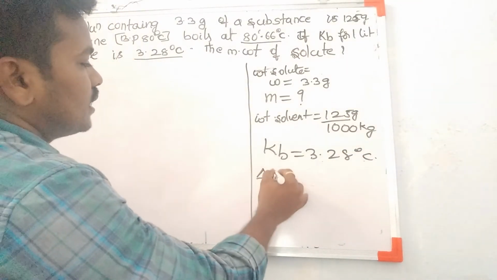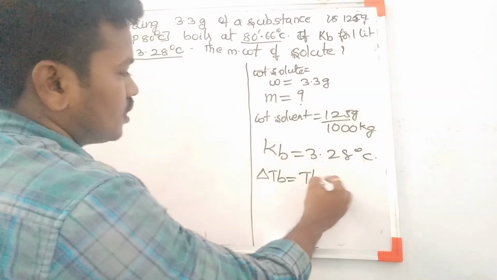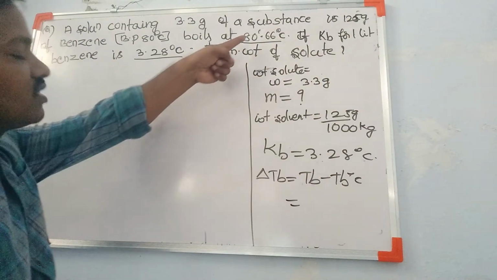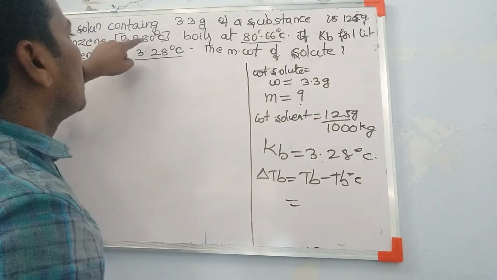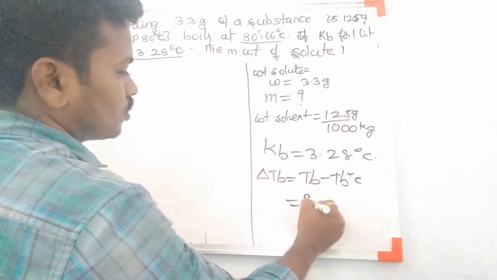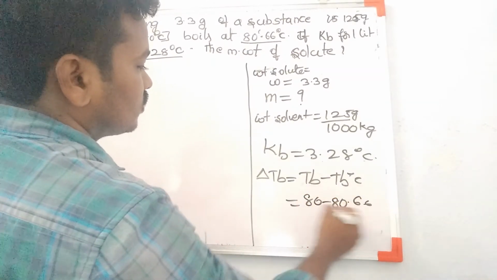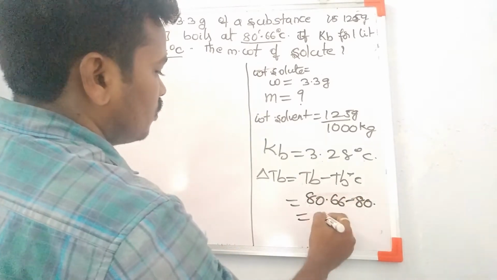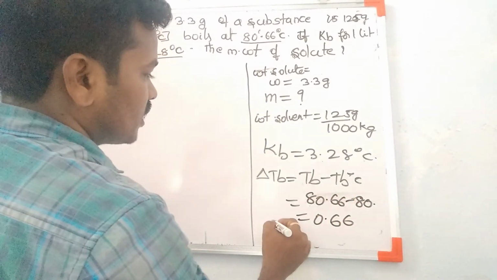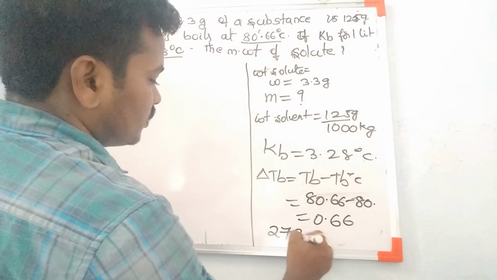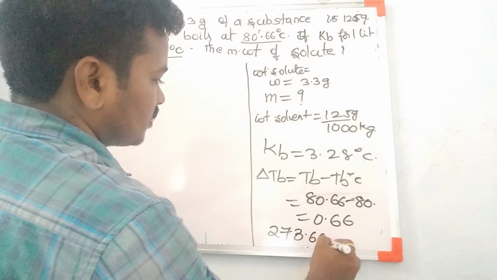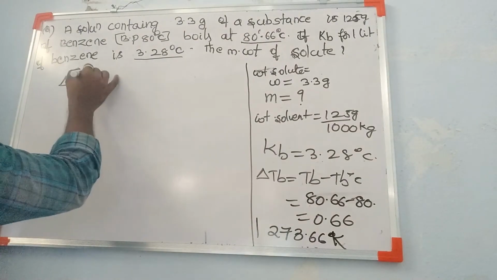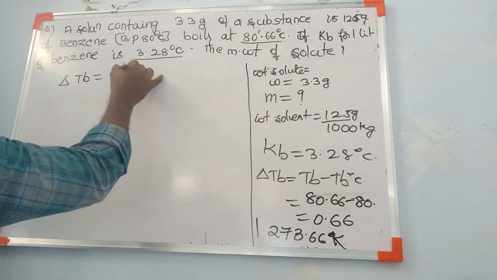So what about the delta TB? Delta TB is TB minus TB naught. The solution is 80.66. The pure solvent is 80 degree Celsius. So 80.66 minus 80, we will get 0.66. If you convert it into Kelvin, it will become 273.66 Kelvin. Okay, so our formula is delta TB equals Kb into molality.